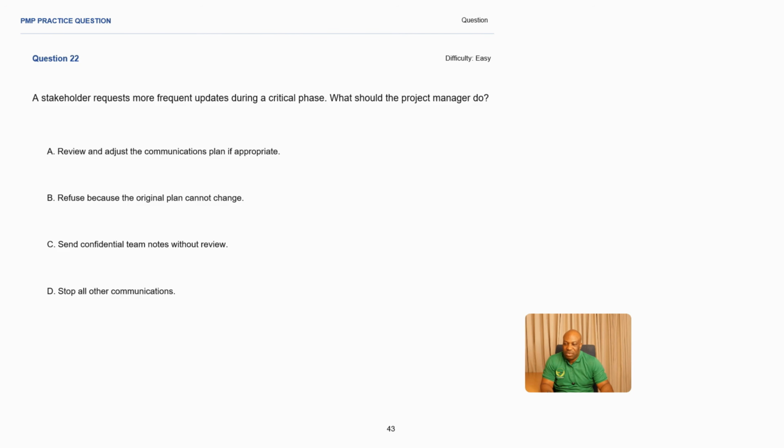Right. Practice question number 22. A stakeholder requests more frequent updates during a critical phase. What should the project manager do? Okay. We are also considering the difficulty here to be easy. So a stakeholder requests more frequent updates during a critical phase. So the stakeholder is asking for frequent updates in a critical phase.